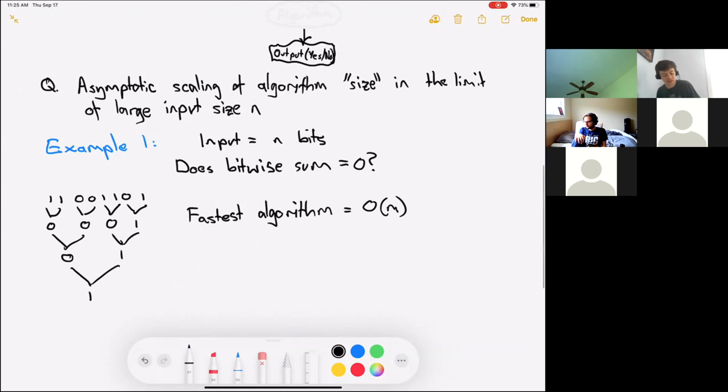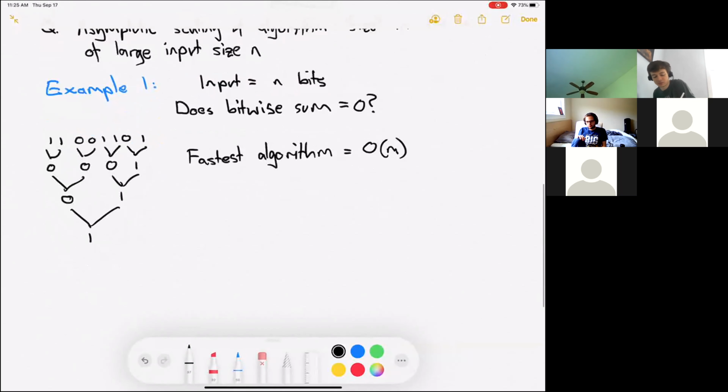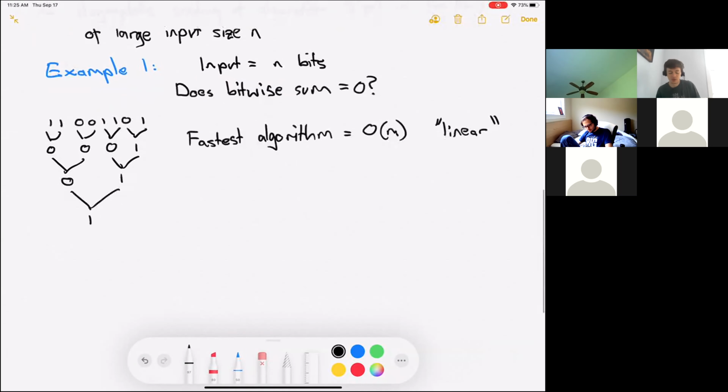Okay. So this is the optimal algorithm. This is called a linear time problem. If it was n squared, it would be quadratic and so on. But that was a particularly simple example.